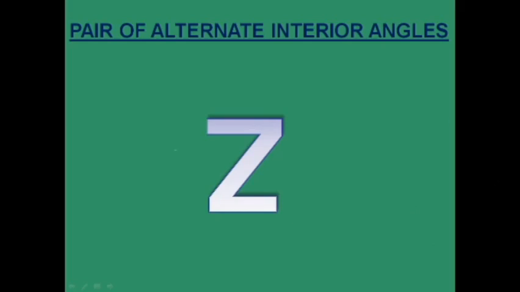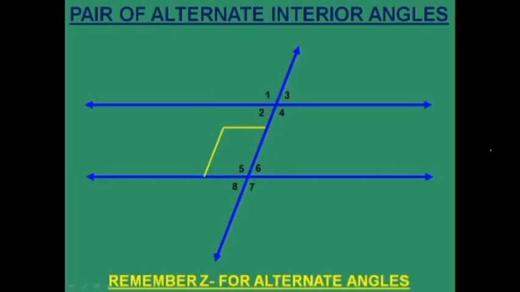To identify the alternate interior angles, remember the English alphabet Z. Suppose these two lines are parallel and this line is a transversal, then this angle and these angles are called alternate interior angles. Here angle 5 and angle 4 form a Z, and the measures of these two angles are equal, so angle 5 and angle 4 are alternate interior angles and they are congruent.